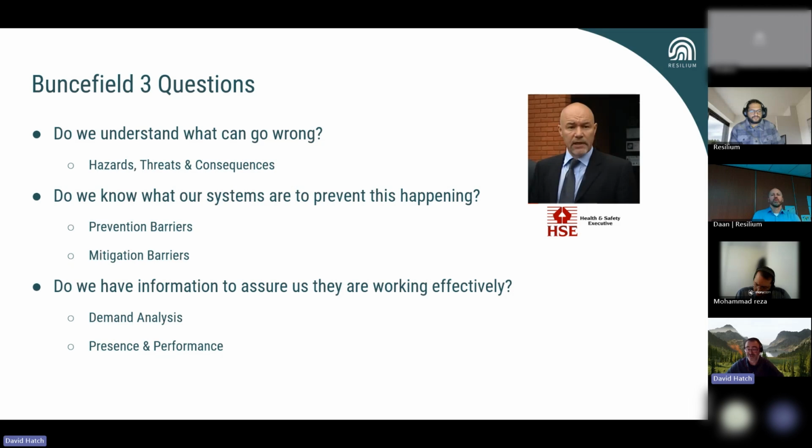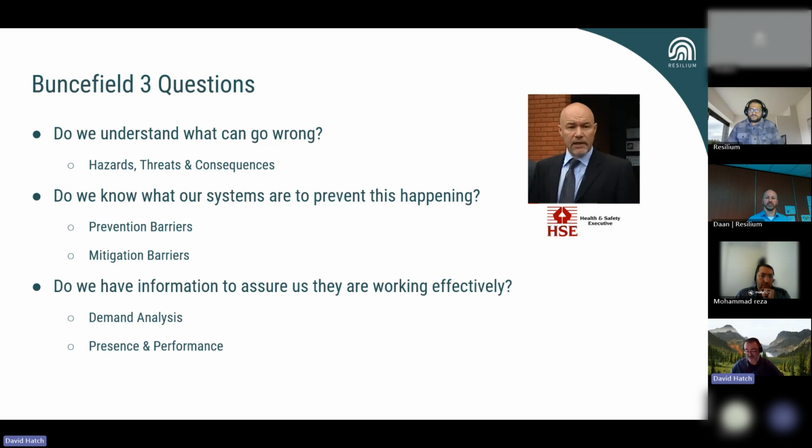And the biggest challenge is having that ongoing assurance that they are actually working, looking at the demands on the barriers, whether they be planned demands from inspections or testing, or unplanned demands from an incident or a near miss. And having that confidence, that evidence that the barriers are actually present and they are actually operating and performing.